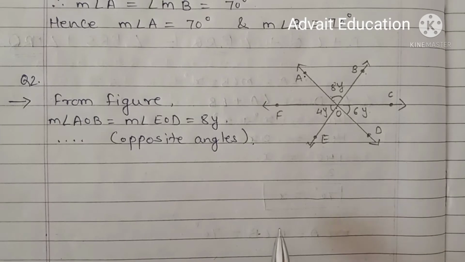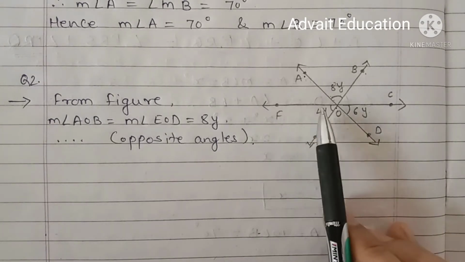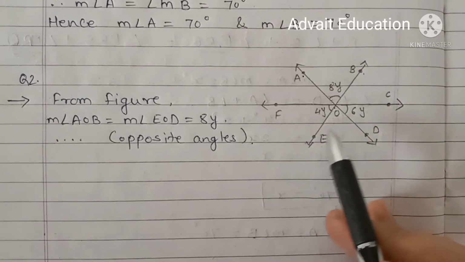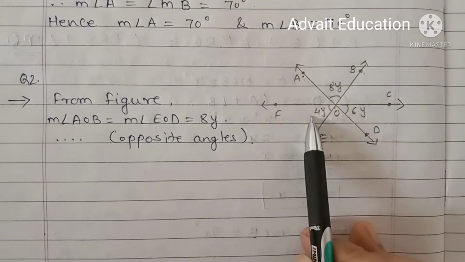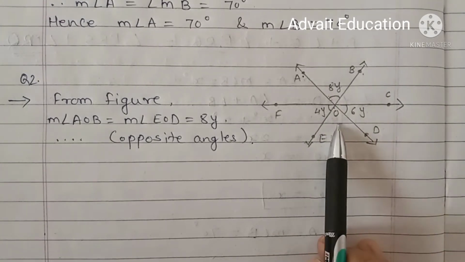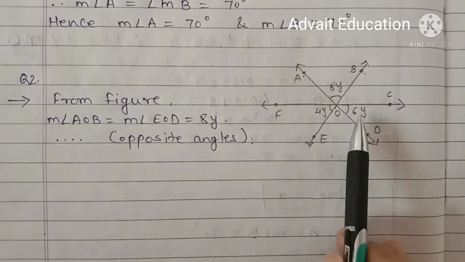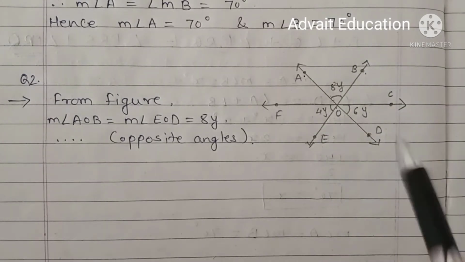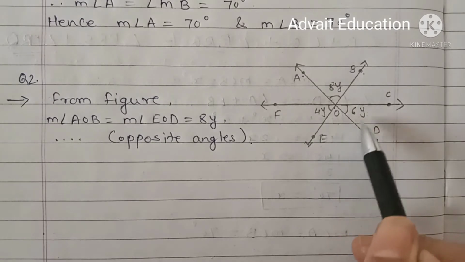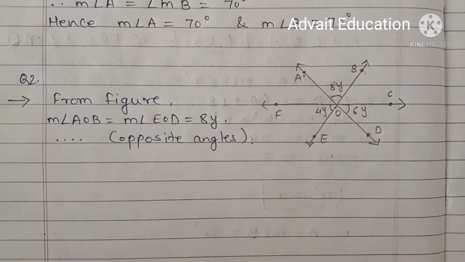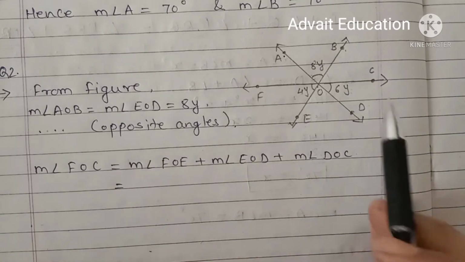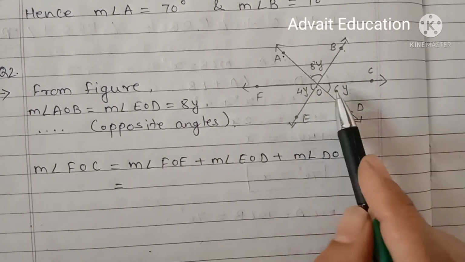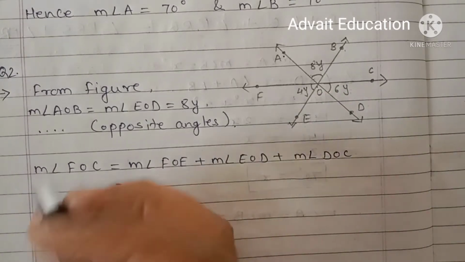And now see, angle FOD means this angle from downside. This angle means the addition of angle FOE, this angle, plus angle EOD, this angle, plus angle DOC, this angle. Means this FOC means the measurement of all these 3 angles addition. Now you can put the values. See, angle FOC, this is linear pair angle. Means this angle is 180 degree.